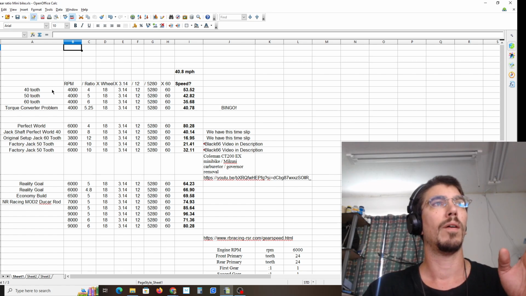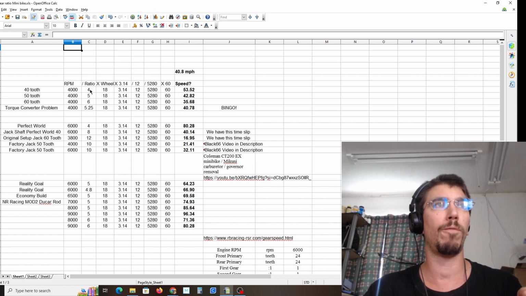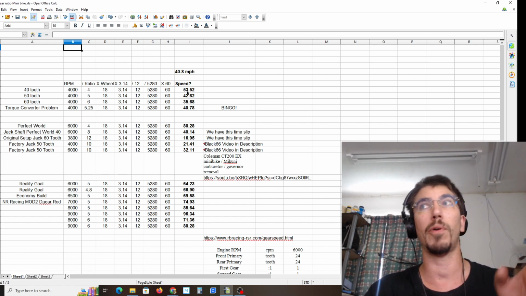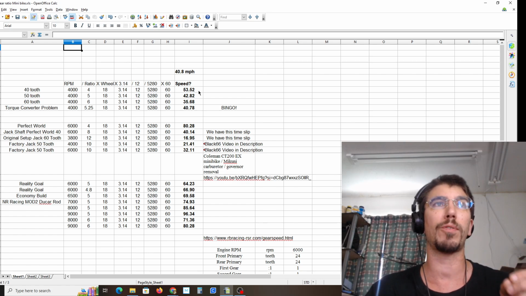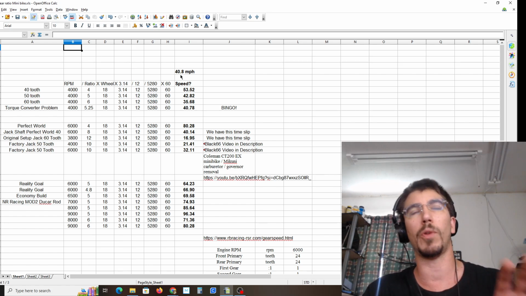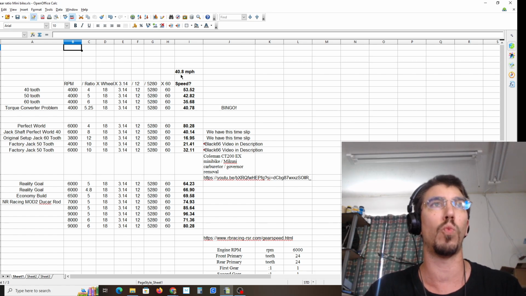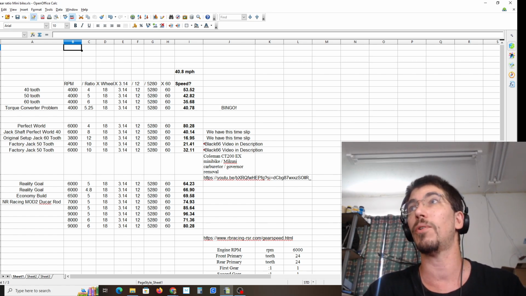So 4,000 RPM, ratio of 4, ends up with a perfect world output of 53.52. That is nowhere near 40.8 whatsoever. And so many people immediately jump to the conclusion that the torque converter is not working at all. So let's pop up a couple of pictures here.